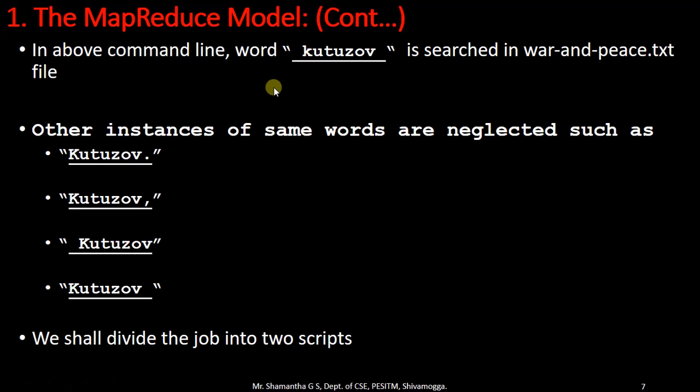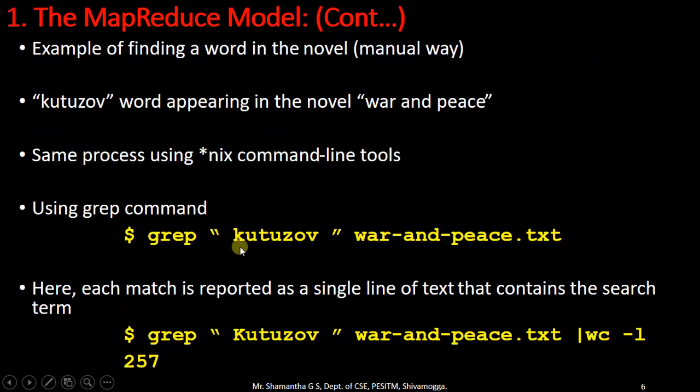Now we are going to write two separate scripts to enhance our search so that it can include these possibilities of the words. Among these two scripts, one is the mapping script and one is the reducing script. Now we are going to implement the MapReduce model in order to find the word Kutuzov. In this example, we identified only one word in the whole document.